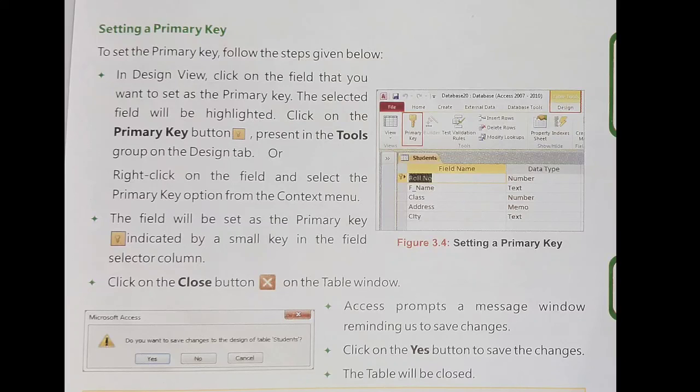And now you can close the table window. So you need to click on the close button on the table window, and then Access prompts a message window reminding us to save changes, and then click on the Yes button to save the changes, and the table will be closed. And we have another method to save the changes and close the window, that is press and hold the Control button and press W.